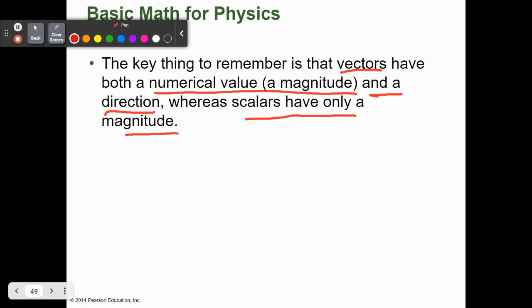So if I'm going 65 miles per hour north, what's the magnitude of that? 65, the 65 miles per hour. The direction is the north part. So vectors have magnitude and direction. Scalars just have magnitude.